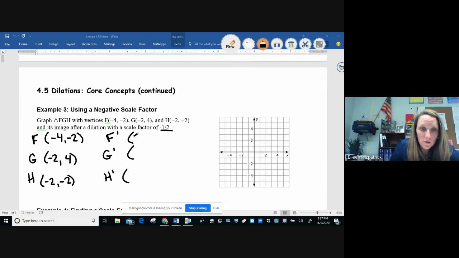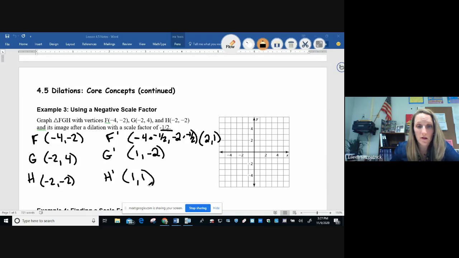Scale factor is -2. So -4 times -1/2 and -2 times -1/2. That's going to give you a coordinate of 2, 1. All right. Multiply this by -1/2. That's going to be a 1. Multiply this value by -1/2. That's -2. Multiply by -1/2. That's a 1. Multiply by -1/2. That's a 1.